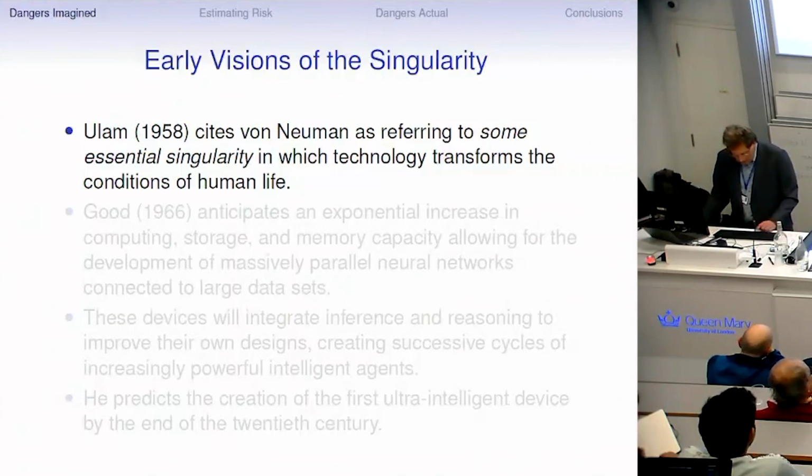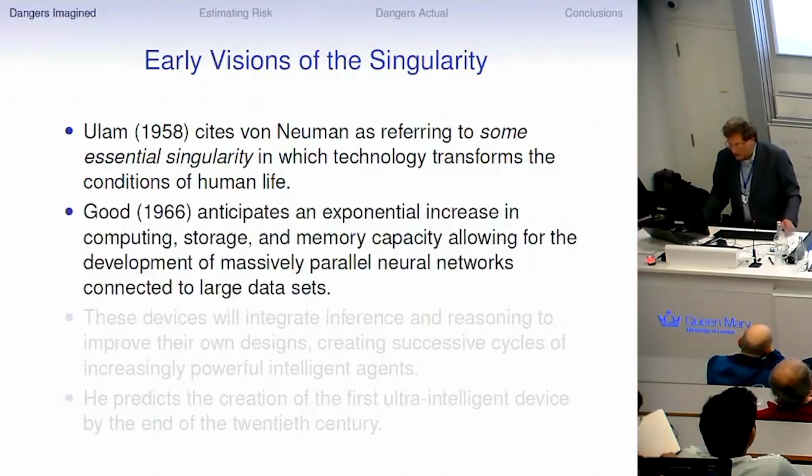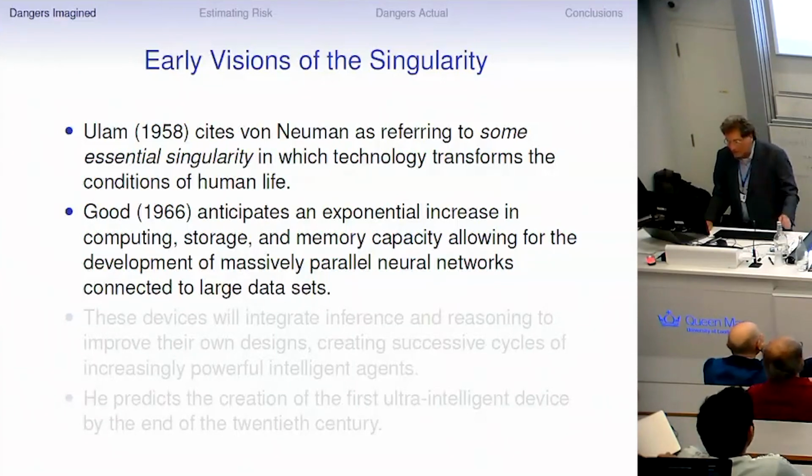But then it came to be identified with the notion of superintelligence in computing devices with Good, who is actually a pretty eminent computer scientist and mathematician, British originally, who moved to the States, and I discussed some of his work last week, Good Turing, and we'll come back to that. So Good actually, in an article in '66, anticipates an exponential increase in computing storage and memory capacity. This was '66, so he was ahead of his time on that.